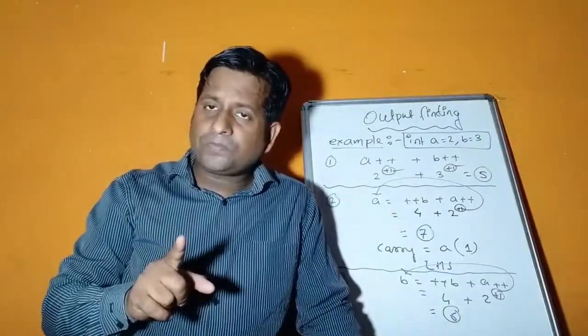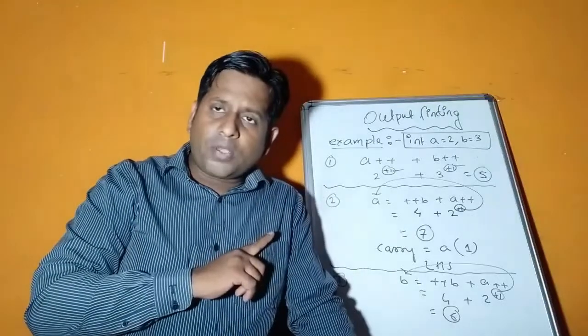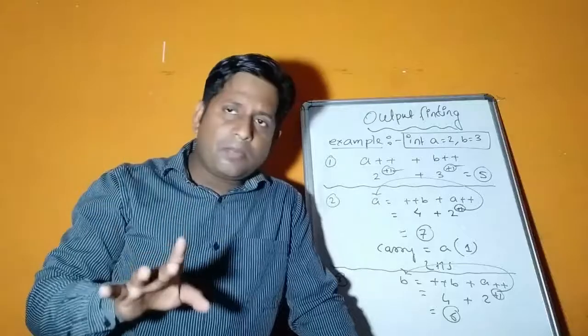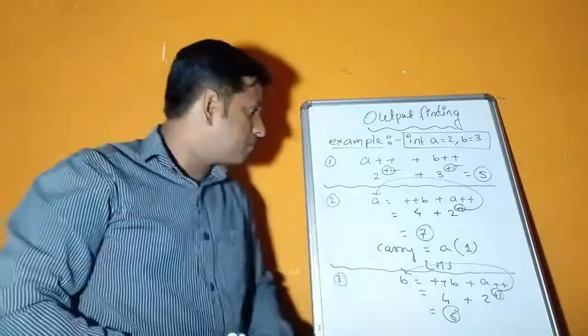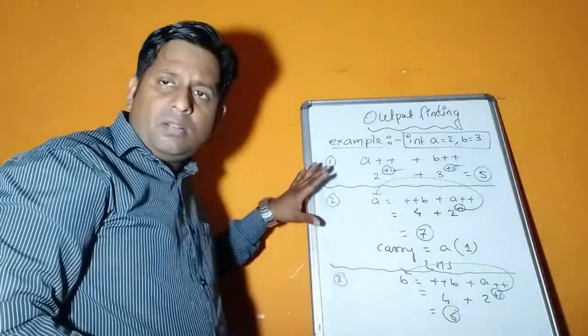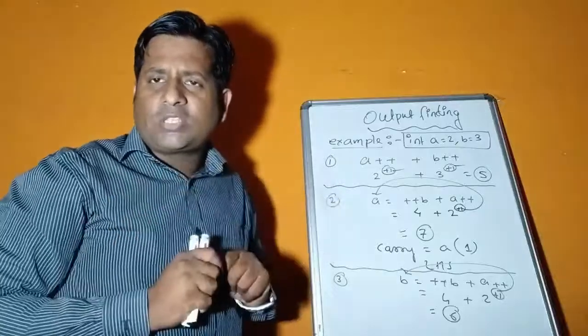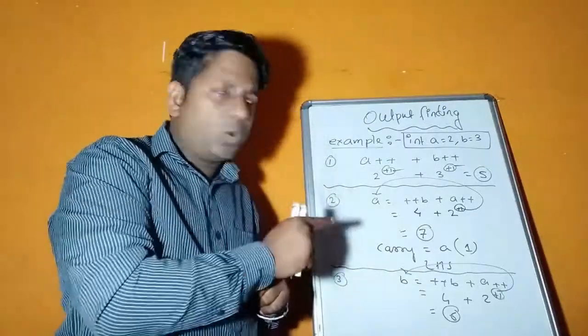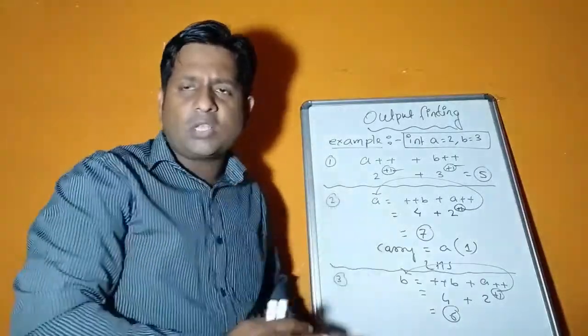Clear, children? Any doubt from here? No doubt. Okay, it's very easy, very simple. Little bit of a twist is there, that I have explained, I have shown you. Go through this several times, you will easily understand.